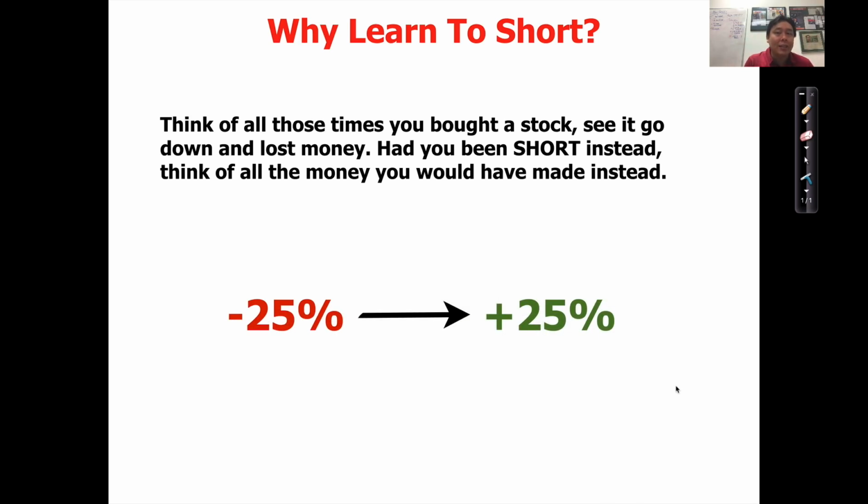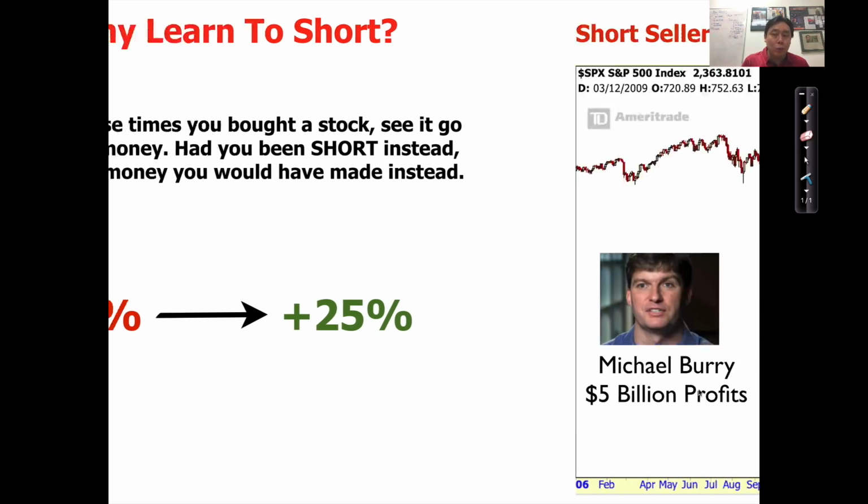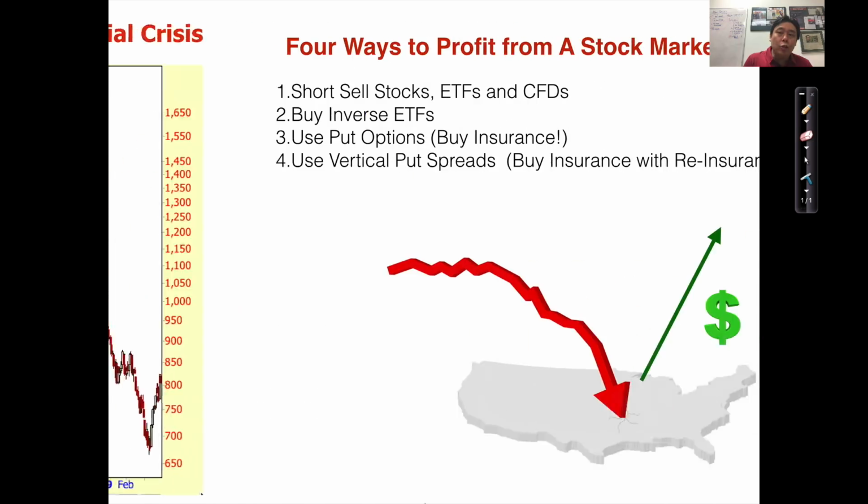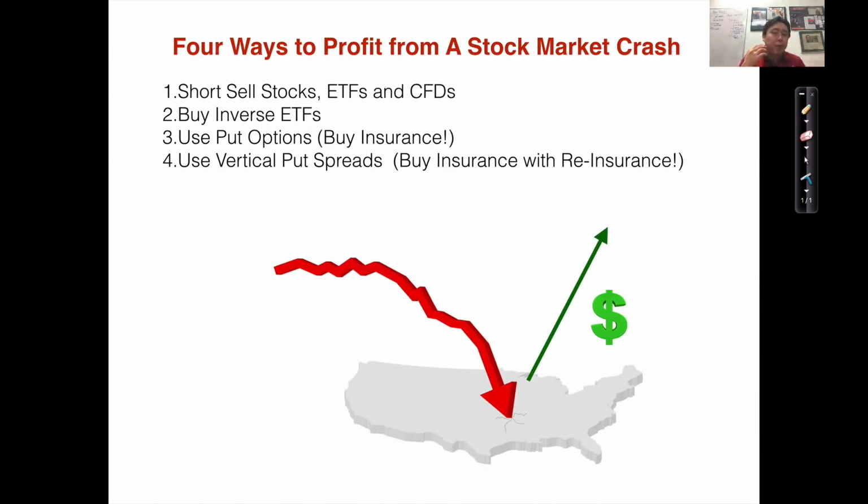And remember, during the last financial crisis, when many people said, hey, I'm losing money, the market is collapsing, guess what? There were people making billions of dollars as well. These are the short sellers. This guy called Michael Burry, who was featured in a show called The Big Short, he made $5 billion during the financial crisis by shorting the markets. John Paulson, another hedge fund manager, made $18 billion in profit as the market collapsed. So once you understand this concept, you know that there's no such thing as a good or bad market. A market going up is good if you buy. A market going down can also be good if you learn how to short.